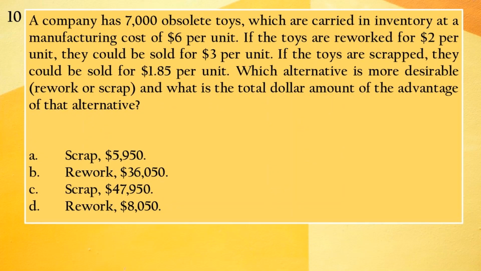All right, number 10. A company has 7,000 obsolete toys, which are carried in inventory at a manufacturing cost of $6 per unit. If the toys are reworked for $2 per unit, they could be sold for $3 per unit. If the toys are scrapped, they could be sold for $1.85 per unit. Which alternative is more desirable, rework or scrap? And what is the total dollar amount for the advantage of that alternative? So A, should they scrap it and get an advantage of $5,950? Should they B, rework it, get an advantage of $36,050? Should they C, scrap and get an advantage of $47,950? Or should they D, rework and get an advantage of $8,050?